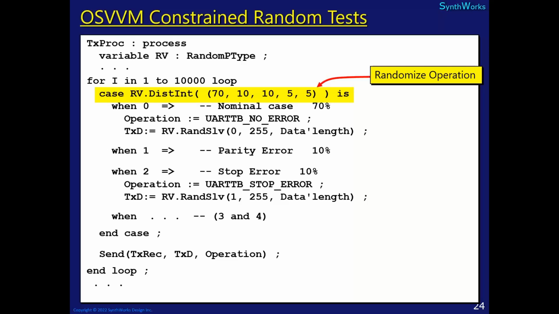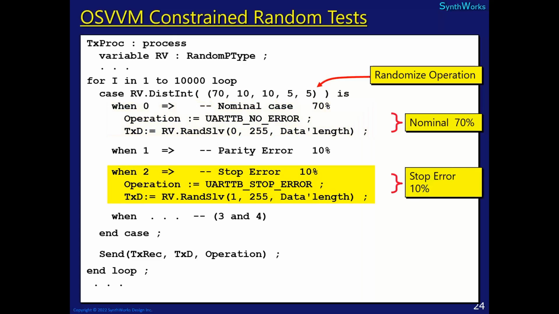And I'm doing 70, 10, 10, 5, 5, so that's my distribution. So 70% of the time, I'm going to be picking a nominal case. If I'm sending things on a UART interface, the nominal case is not going to inject any errors, and my data value is going to be 8 bits, so it's going to be 0 to 255.